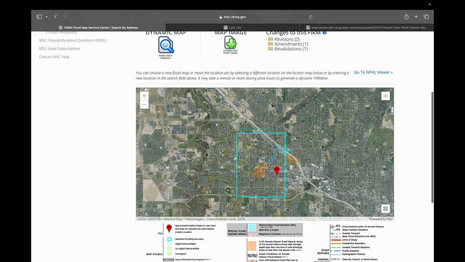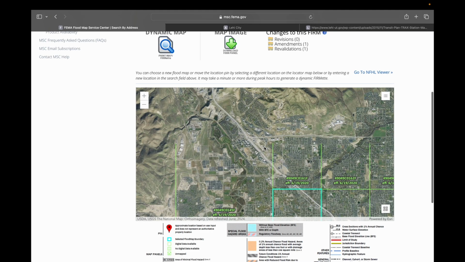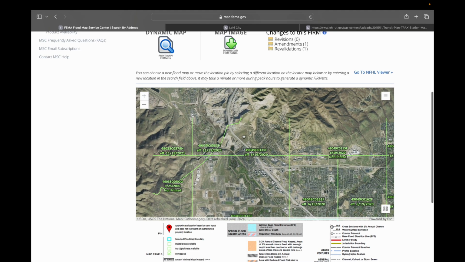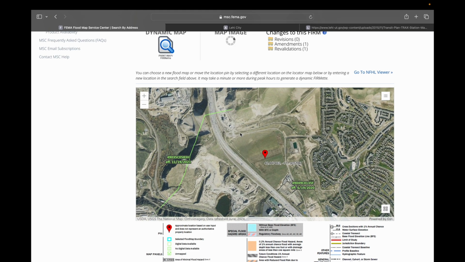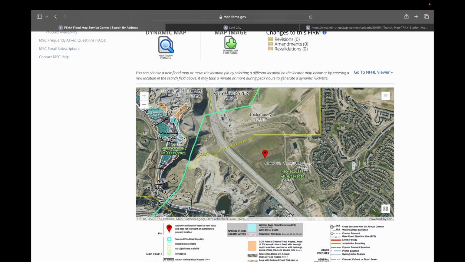But if we go up here, we're going to scroll on up and find a little parcel. Click on it. Highlights the area. Looks like we have some flooding over here, but we don't really have anything here. So we're good on that end. That's really good to know.